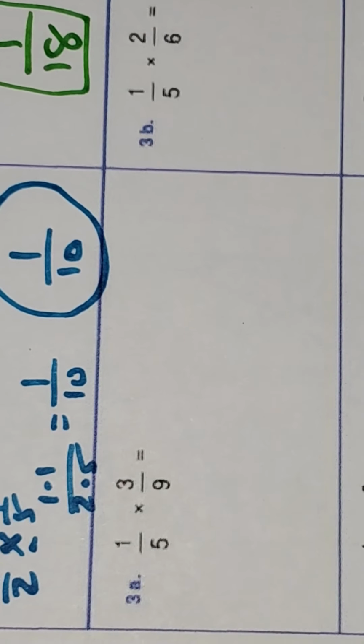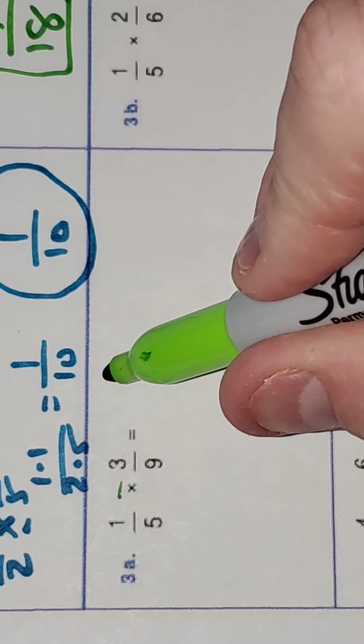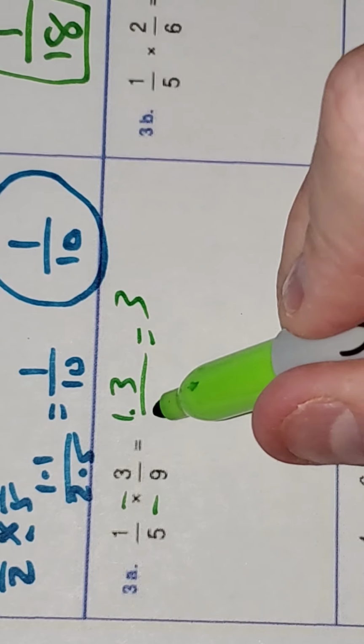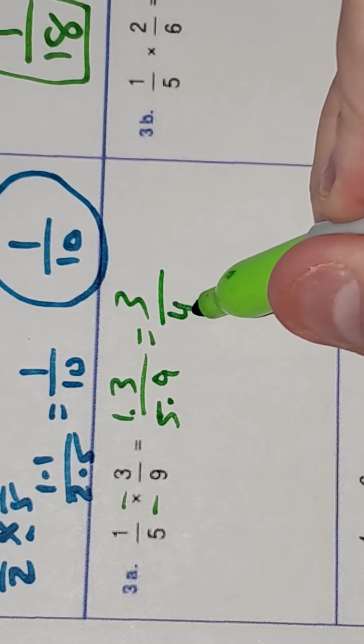Okay. Here, two ways to go about it. We can do 1 times 3 for 3 and 5 times 9 for 45.